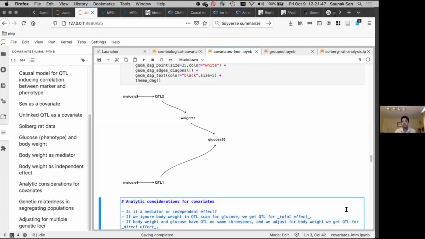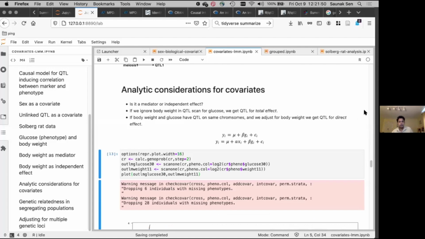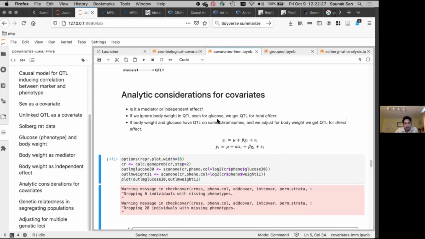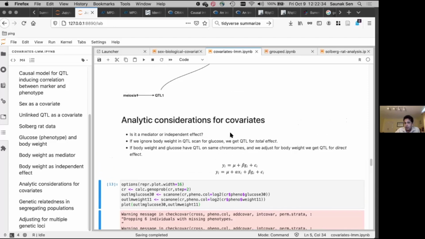Well, the first thing is whether you are considering the body weight as a mediator or an independent effect. In this case, you can find out with a genome scan for both of these traits, whether it can be considered as a mediator or an independent effect. But in general, if you ignore body weight, even if you know that body weight has an effect on glucose, then your QTL scan for glucose is a QTL scan for the total effect of the QTL on glucose.